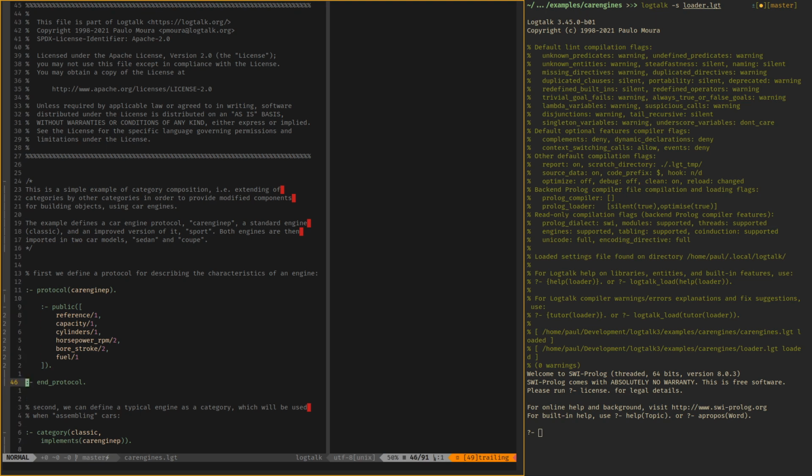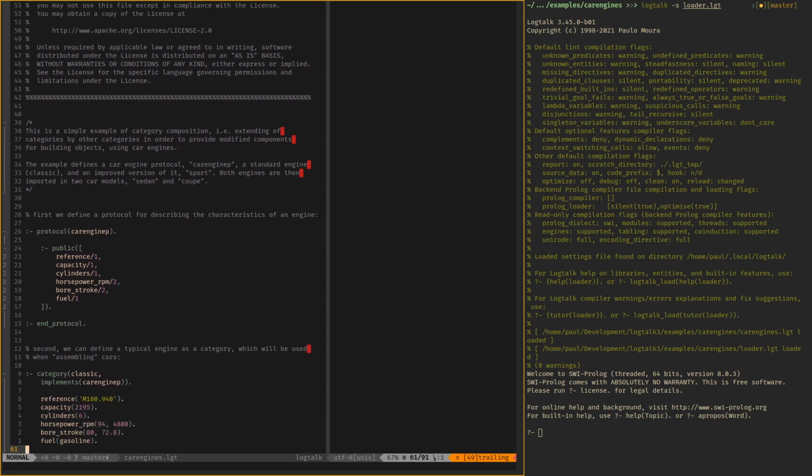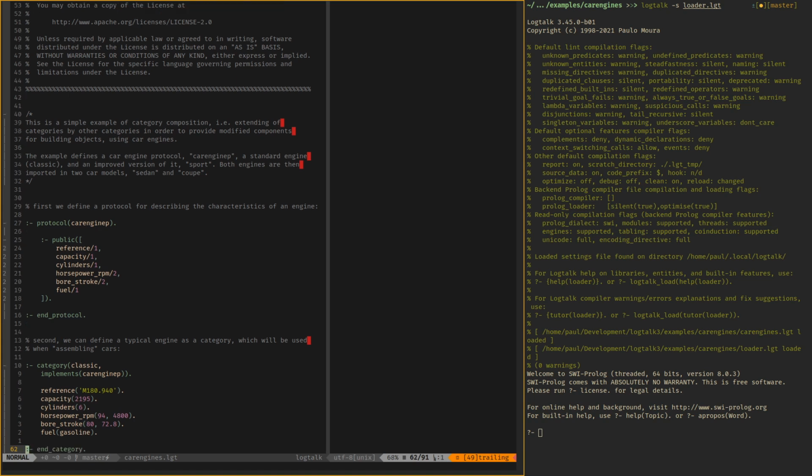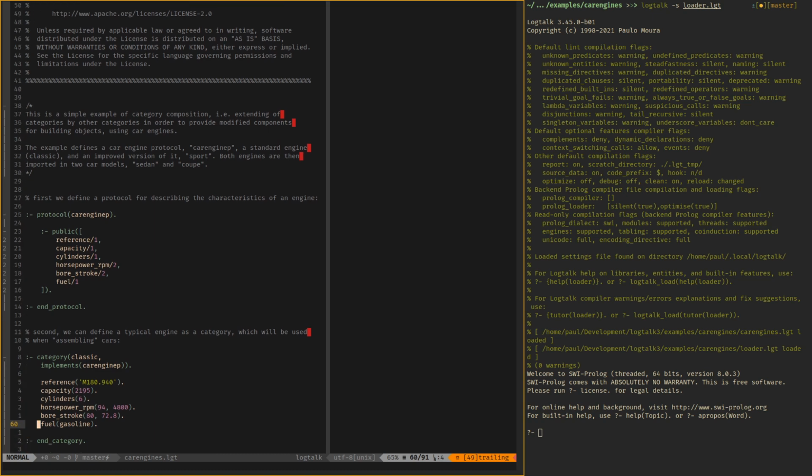So we've got a protocol. We know that doesn't come with behavior. It's just documenting the predicates, and these ones are all public ones. And then we have some categories, and they implement this protocol. So now we can actually have some behavior in our category, so protocol doesn't get the behavioral stuff in or the facts in, whereas the category can. So for our classic car, if something imports the category classic, then it will have this reference and it will have these facts as set.